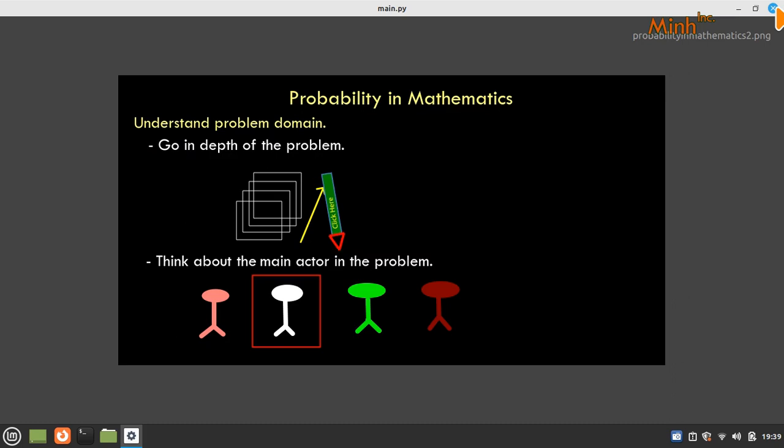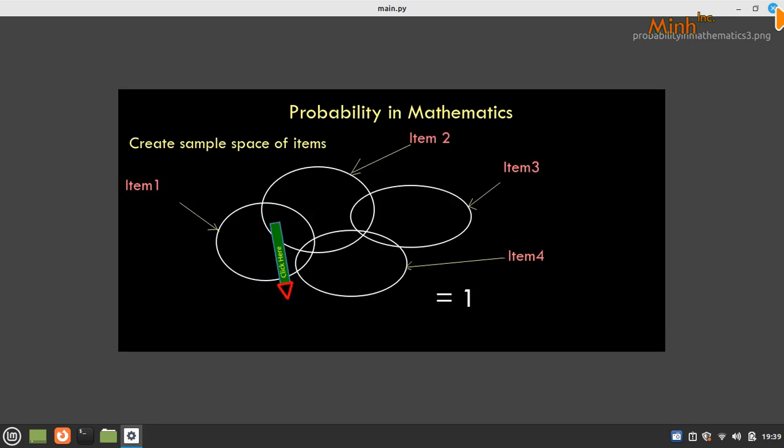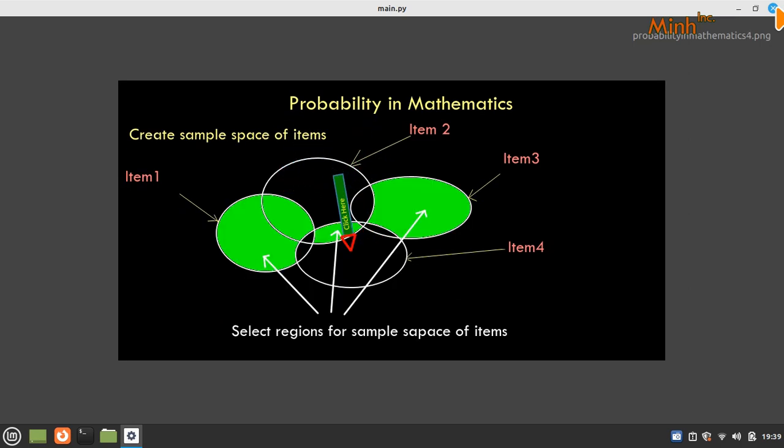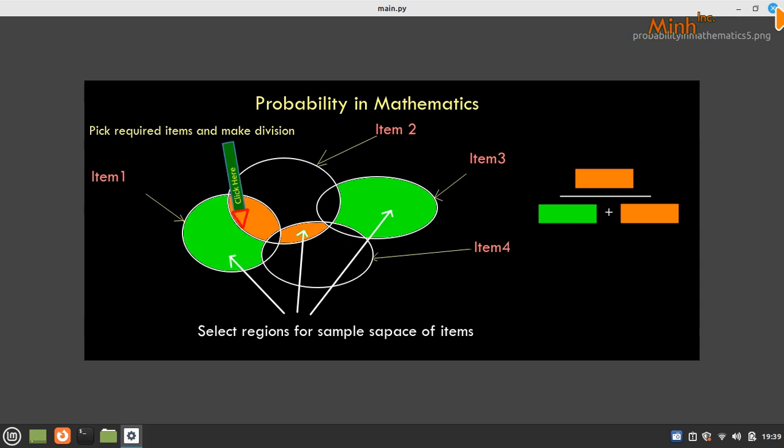okay, first understand the problem, find the guy who is the problem, and then, so this is the full domain where all items exist, and we are interested in these many regions, and inside that we are picking these two. Whatever we are picking, whatever we have opted for, that we have to divide. Non-colored region we are not interested in.